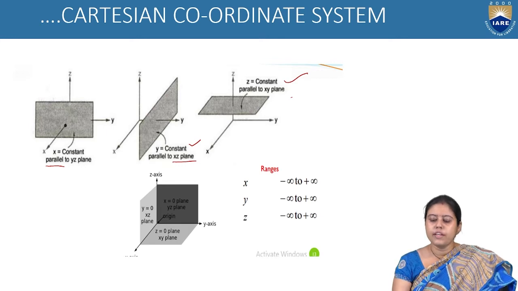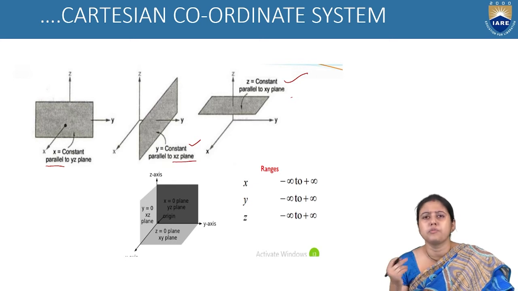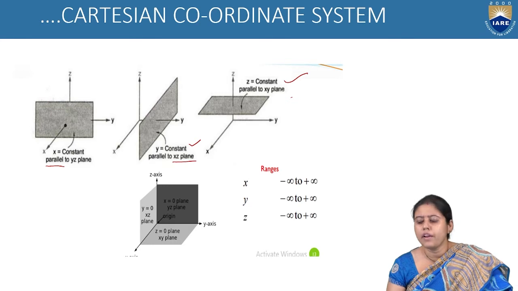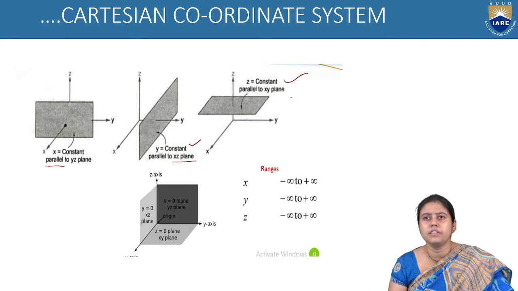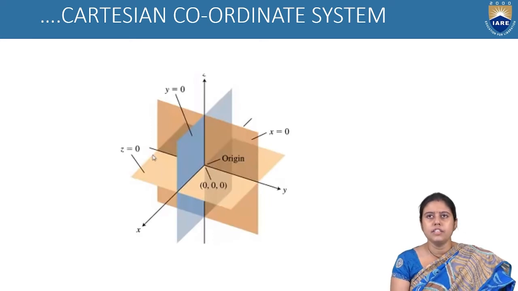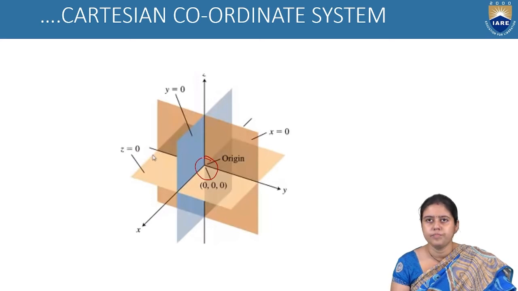As we told, the range is also similar. When x is constant, the x value may vary from minus infinity to plus infinity, y value will be minus infinity to plus infinity, z is also minus infinity to plus infinity. So we can see that diagram in 3D. In the 3D diagram, you can see x, y, z. This is the origin, and all three planes will cut at a single point.